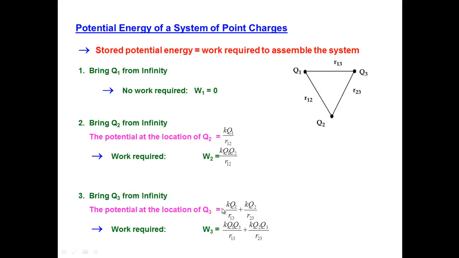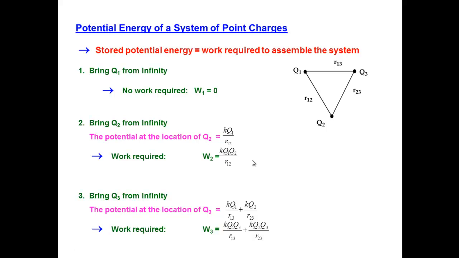So I have to consider contributions to that potential from the 2 point charges that are already there. KQ1 over R13, that's the potential due to Q1 at the location of Q3. KQ2 over R23, that's the corresponding contribution to the potential from charge Q2. So I add those up, multiply by Q3, and I get these two terms here: KQ1Q3 over R13 plus KQ2Q3 over R23. And you can see what happens. When we're all done, I can add all three of these pieces together, W1, W2, and W3, to get the total work done, which means the total potential energy stored.